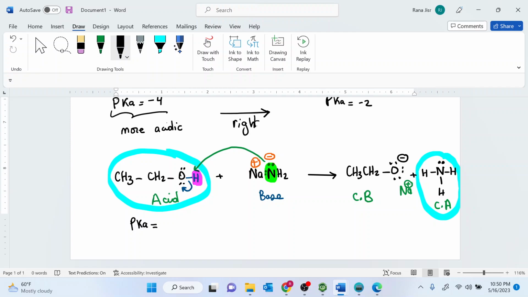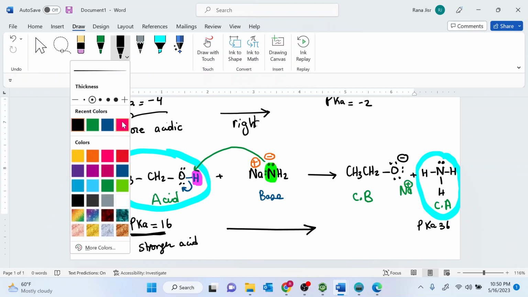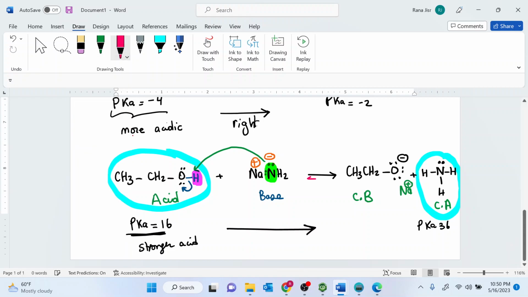So the pKa over here is 16 versus the pKa of ammonia is 36. Of course, this is going to be a lower pKa, so it's going to be a stronger acid. So the direction of equilibrium always lies away from the stronger acid. So when I express the direction of equilibrium, it's going to be like that. Way more towards the products, and a little bit towards the reactants.